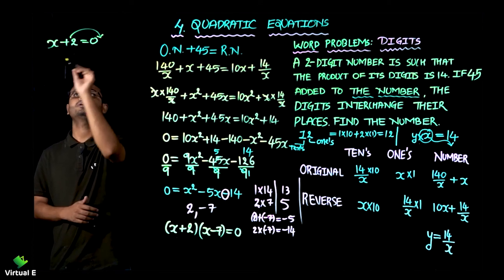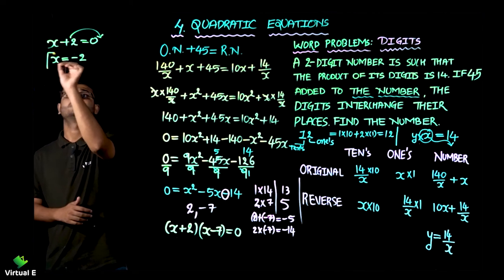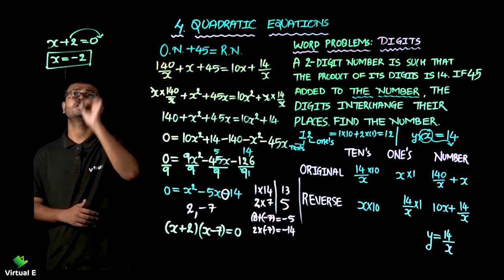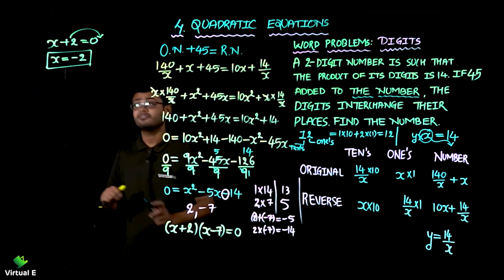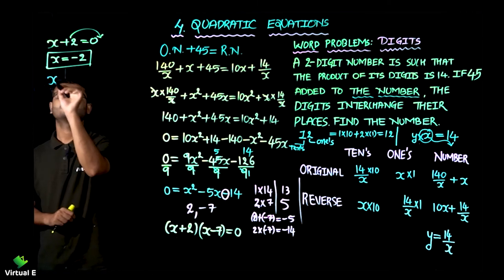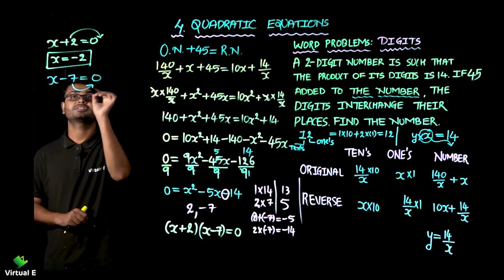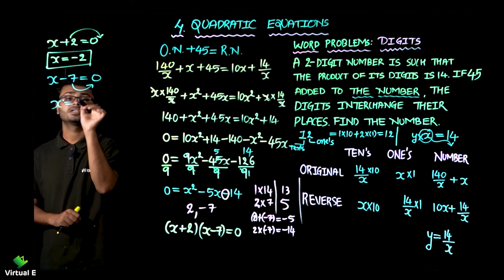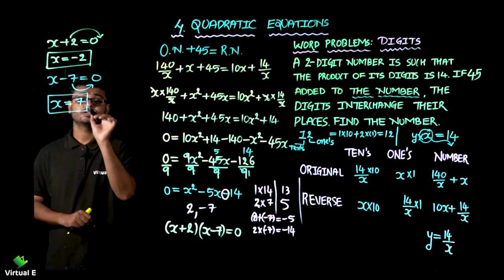Let's shift it over here, so it will become X is equal to minus 2. That is my first solution. Let's get the second one. So what is the second factor? X minus 7 is equal to 0. Let's shift 7 over here, so X is equal to 7. That is my second solution.